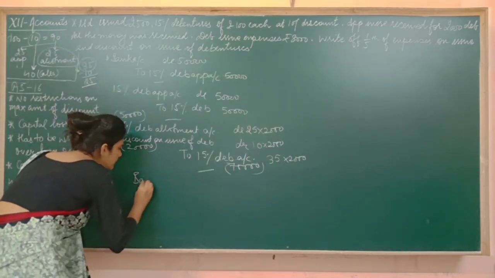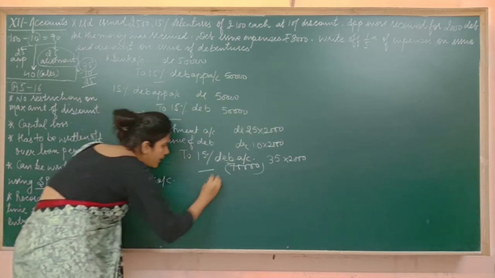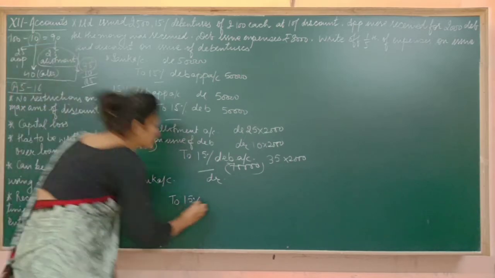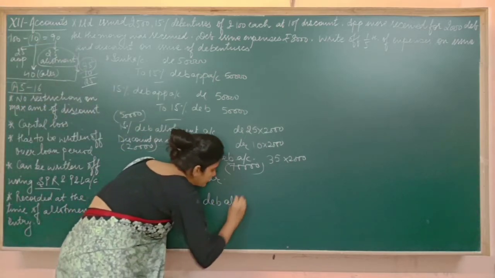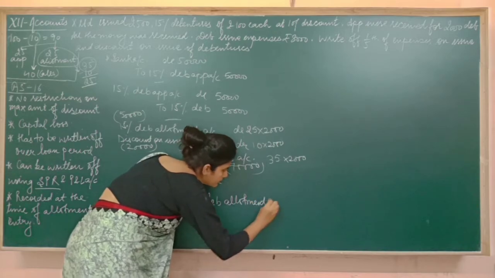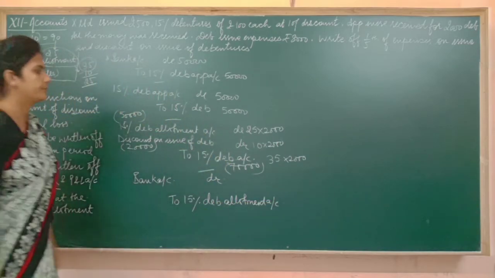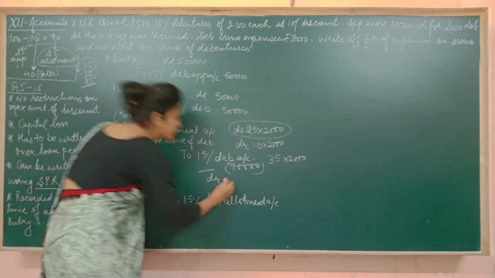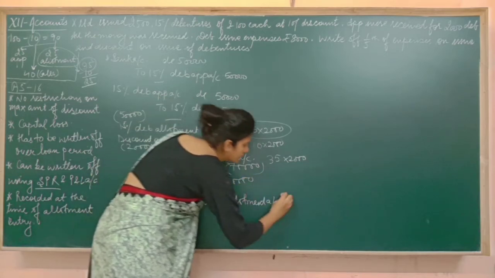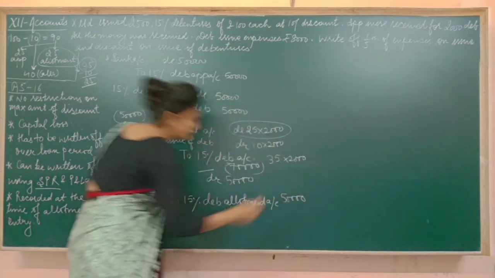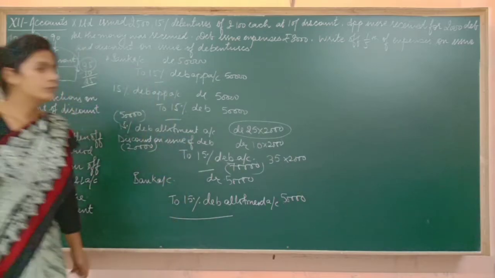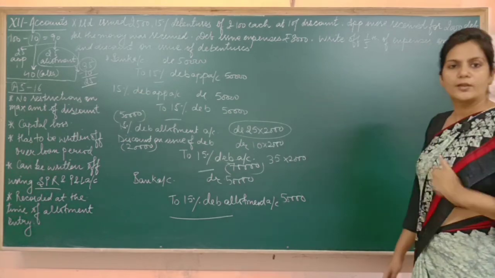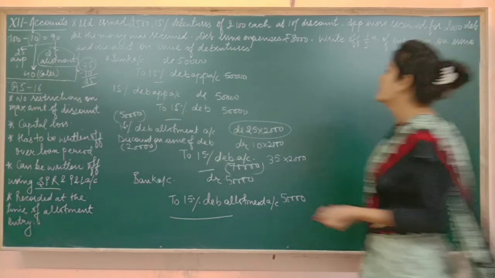Now pass the next entry. Next is bank account debited to 15% debenture allotment account, and debenture allotment is of rupees 50,000. So this amount will be written here. Now move to the next entry. Next entry is of calls, and there is only one call here, that is first and final call. So pass the entry.